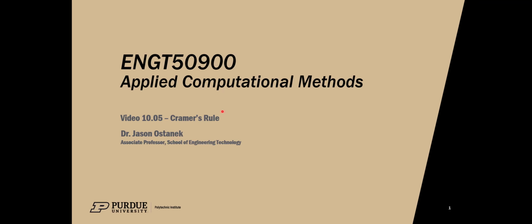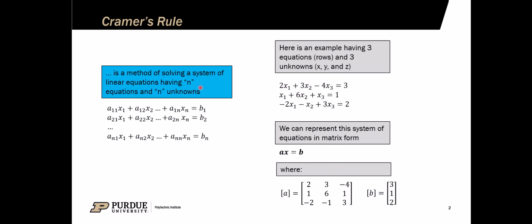Today we're going to be talking about Cramer's rule. Cramer's rule is a method of solving a system of linear equations having n equations, that's our number of rows, and n unknowns, that's the number of x's or the number of columns. Should be familiar with this.